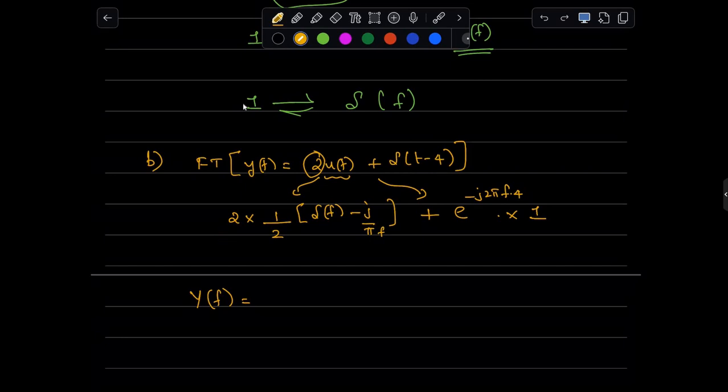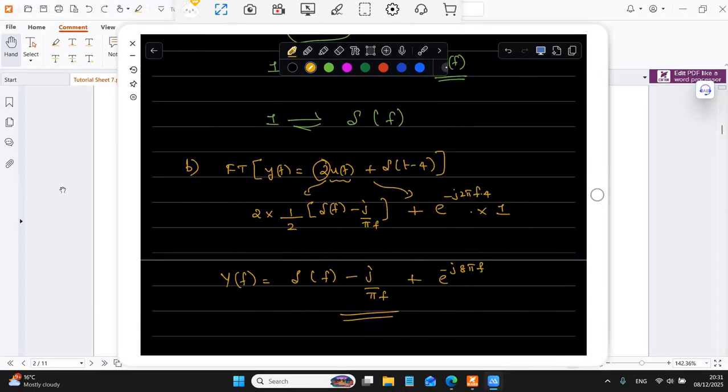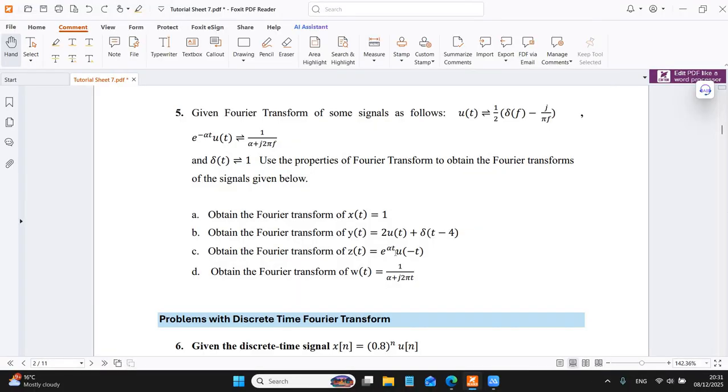So it will be delta of f minus j over pi f, then plus, what is this? It is e power 4 into 2 becomes 8. So e power minus j 8 pi f. Okay, so this is the Fourier transform of y of t. So we got the Fourier transform of y of t.